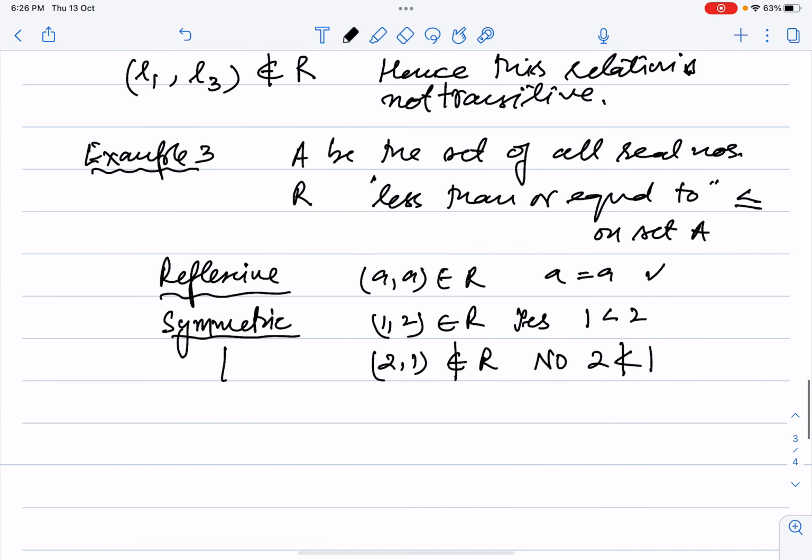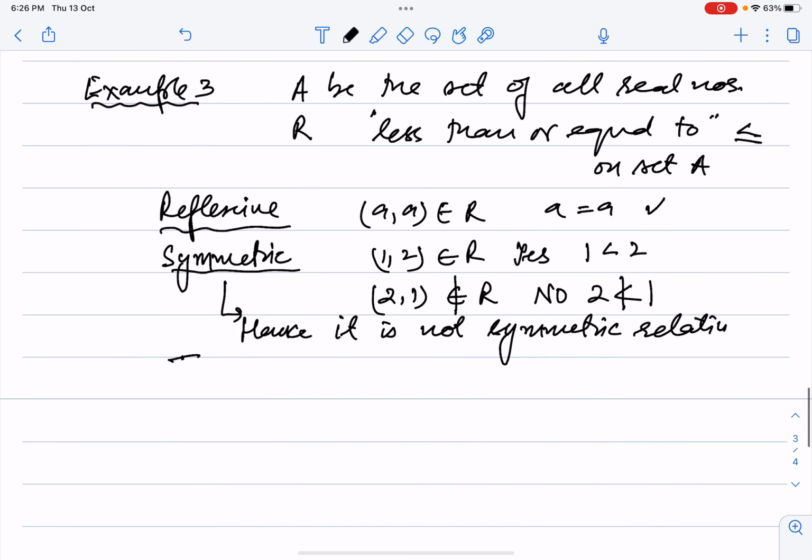Hence it is not a symmetric relation. Now come to transitivity, whether it is transitive or not.